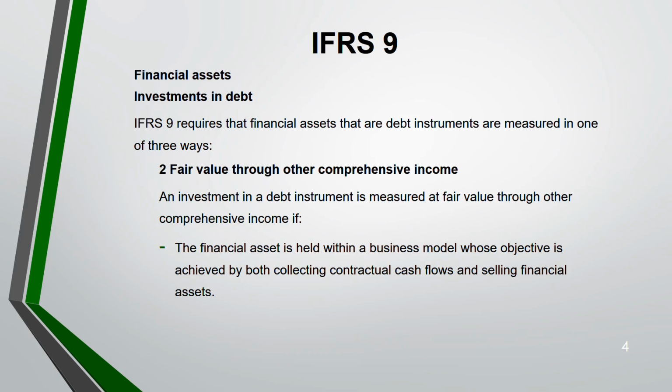Here, you have to hold the financial asset. So your objective is to collect cash flow. But one more additional thing is here. You have to sell the financial asset. So you are holding the cash flow. That means you're holding that debt, but not for the entire life of the debt. Maybe before that you are selling the asset. So because before that you are selling the asset, you can't use the amortized cost because you're not holding it forever.